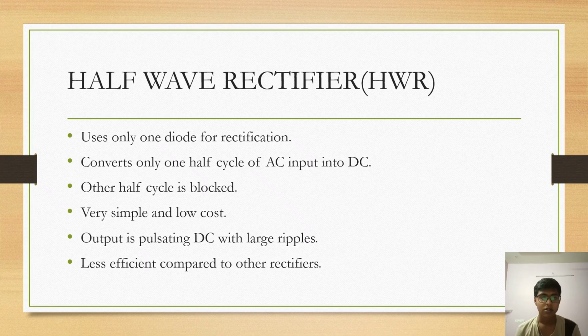Half wave rectifier uses only one diode for rectification. When an input signal is given, the half wave rectifier gives output only in the positive cycles in a time period. It does not give the negative half period. It converts only one half cycle of AC into DC. The other half cycle is blocked. It is very simple and low cost. The output is pulsating DC with large ripples, less efficient compared to the other rectifiers.